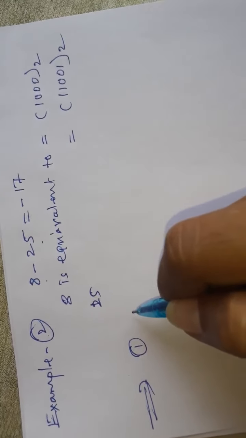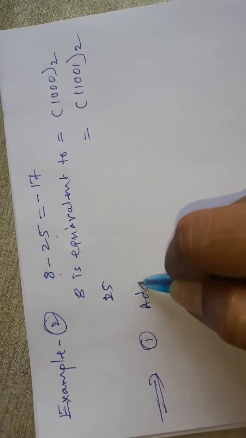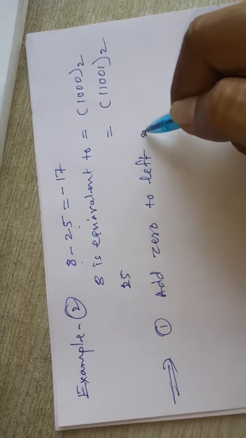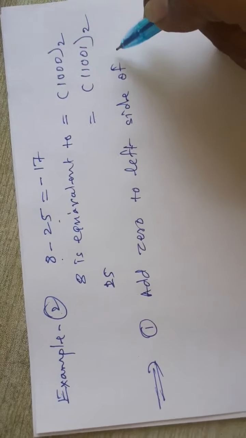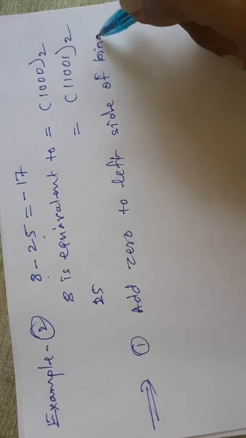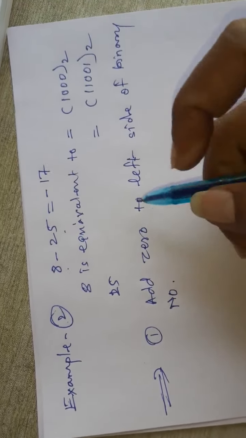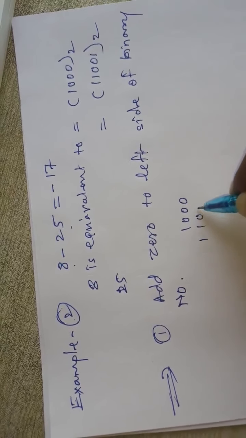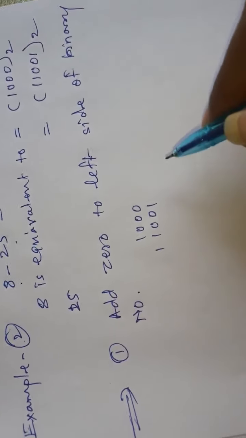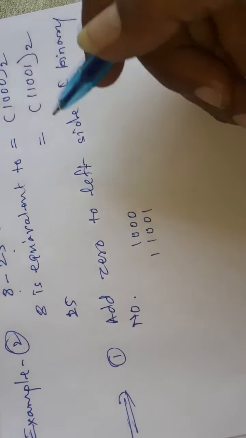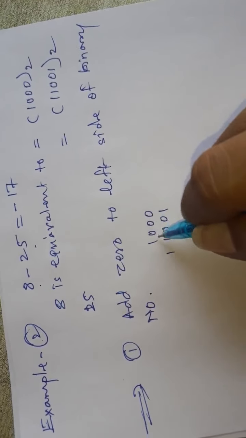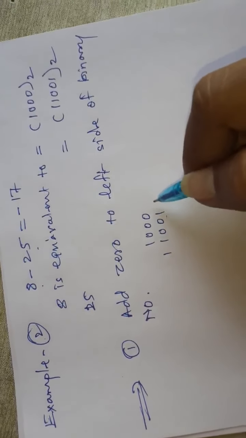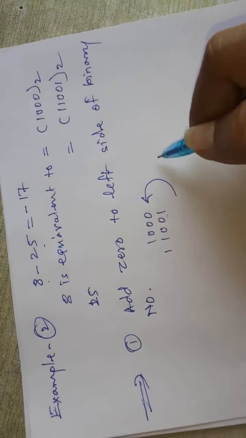First we know that we add 0 to the left side of a binary number. We have 1000 and 11001. This is only 4 digits and this is 5 digits. We have to equalize them, so we add 0 on this number.